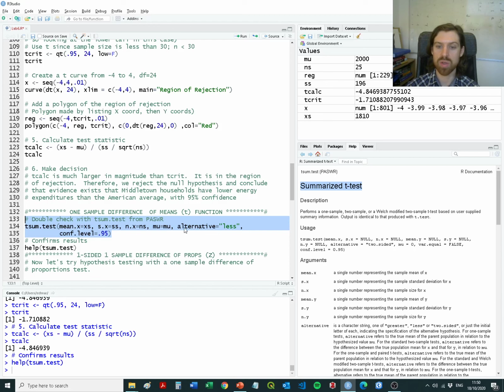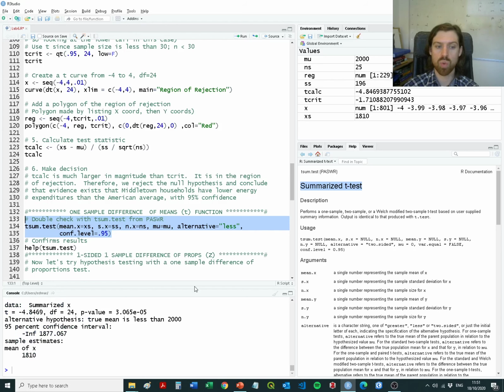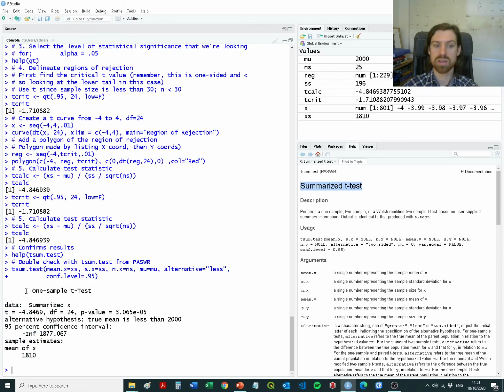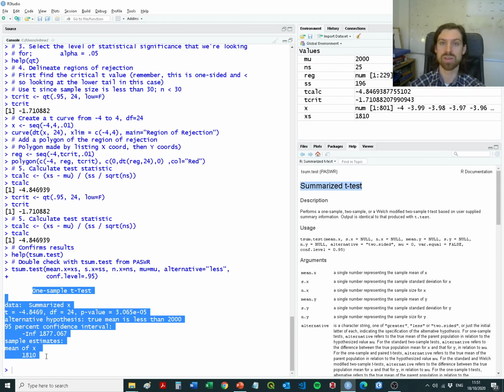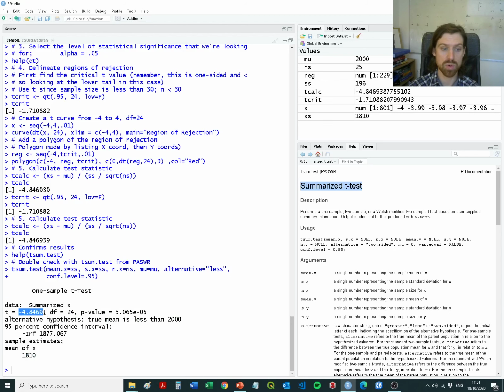We're telling it about the direction of the effect that we're interested in. We think that there is a lower impact, a lower mean than the national average, and we're giving it the confidence level. When I do that, it basically spits out the automated results for what we just calculated manually. And what we end up with for the t statistic is minus 4.84, which is basically the same as what we calculated manually.